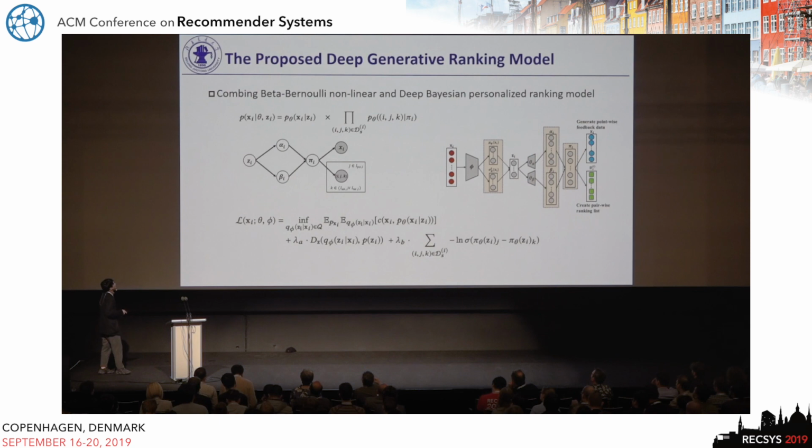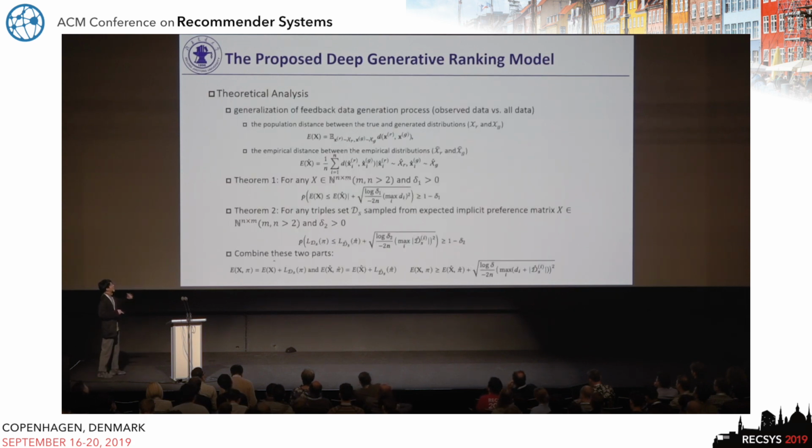And we combine these two parts like this, combining the Beta-Bernoulli generative model and the deep Bayesian personalized ranking model, and we obtain a final model here. And also we give some theoretical analysis based on the generalization, which we define on the feedback dataset generalization process, and we measure the true dataset and the generative dataset and give the theoretical analysis like this.